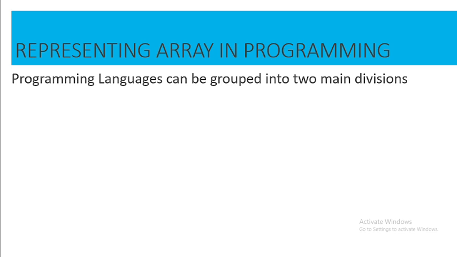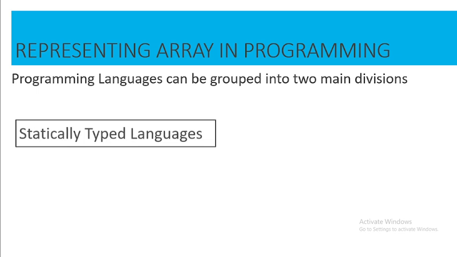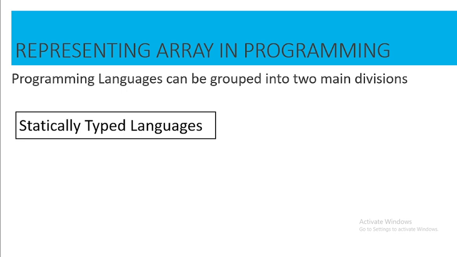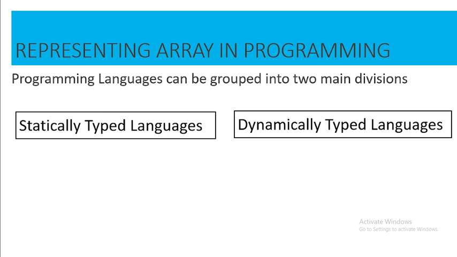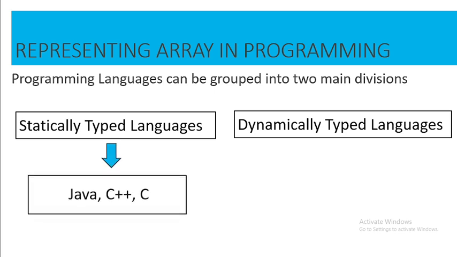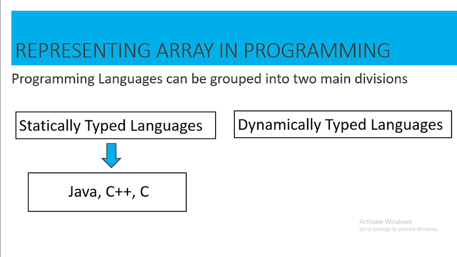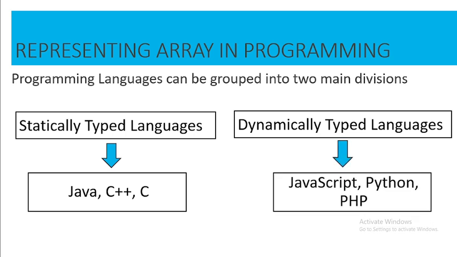Programming languages can be grouped into two main divisions. The first are the statically typed languages, and the second are the dynamically typed languages. The statically typed languages include Java, C++, and C. The dynamically typed languages include JavaScript, Python, and PHP.